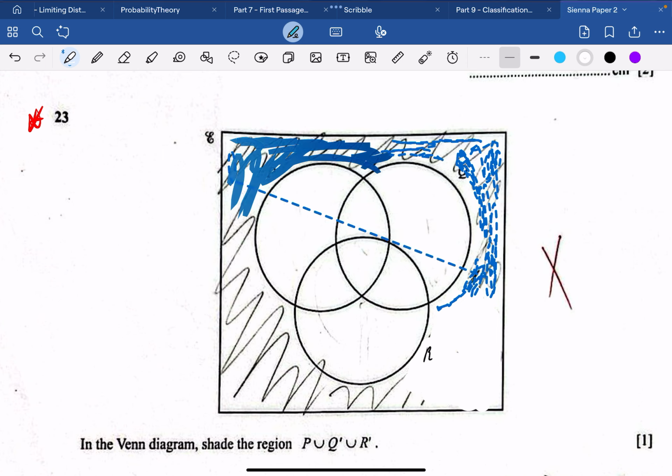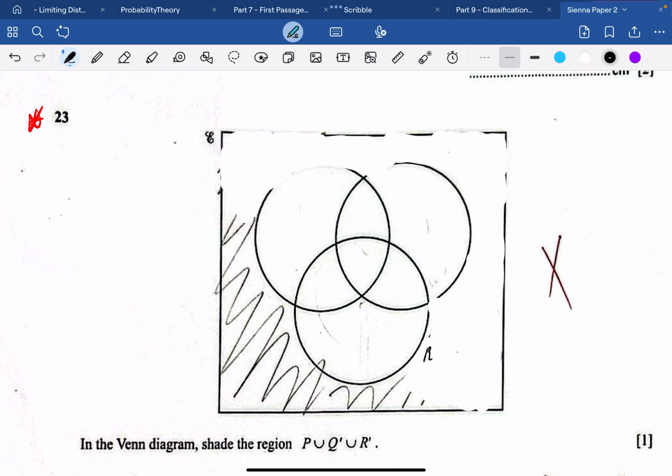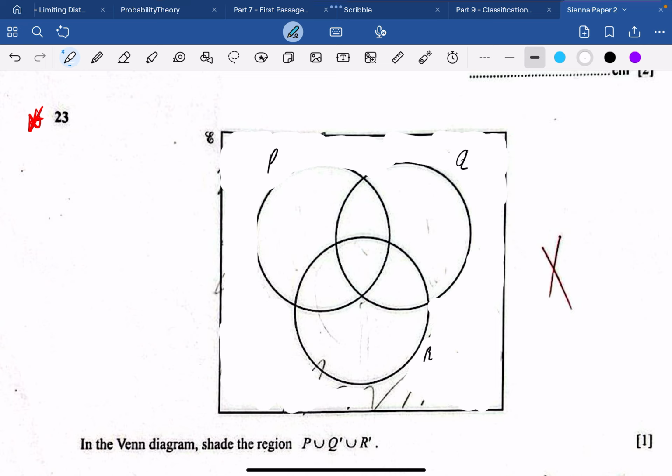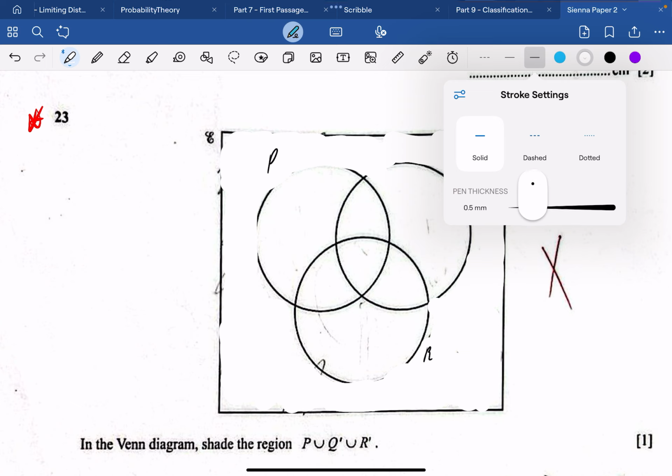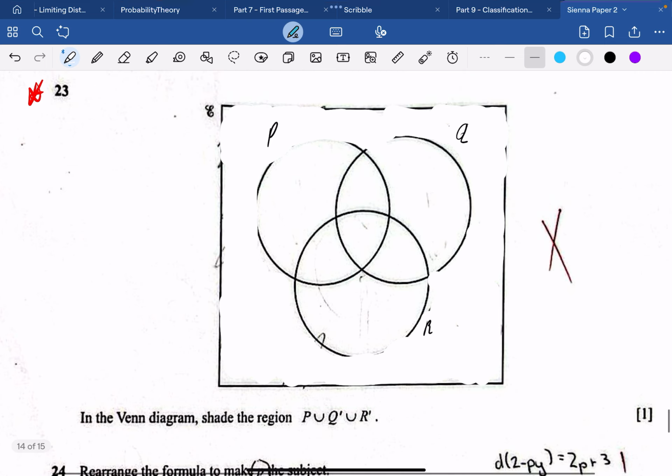So that was, wait, that was P. So this must be Q. Let's continue filling this out. Okay, so just take it step by step. Let me just change this back. No, that's not what I want. Okay, so let's just take it step by step.